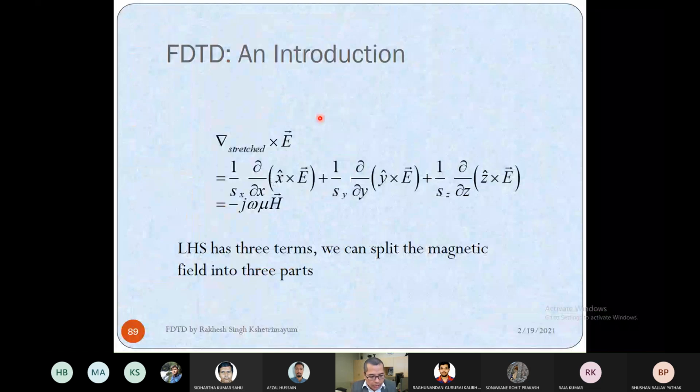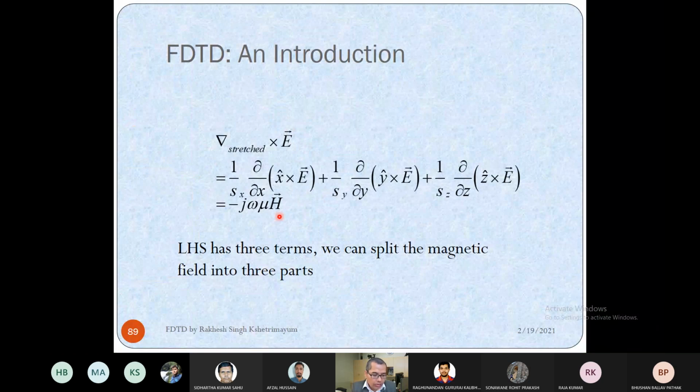So how do I analyze the PML layer? There is something called Berenger's PML, which is called split field. You need to split the field. So let us look at the Maxwell equations. The Maxwell equation is curl of E equals minus j omega mu H. I want to analyze this for the PML layer, so I use the stress coordinate system. Del-stress cross product, curl of del-stress with E, is equal to minus j omega mu H.